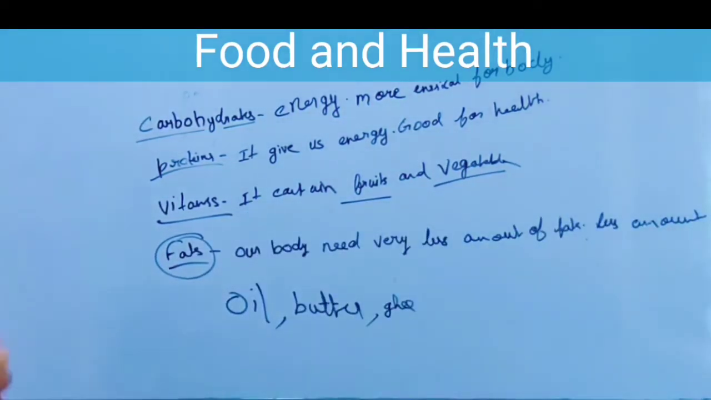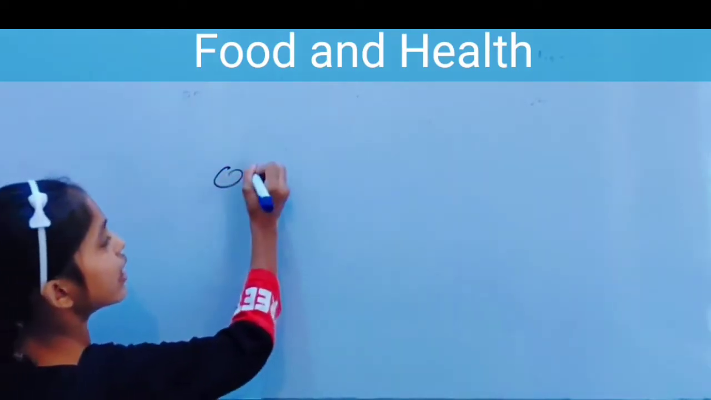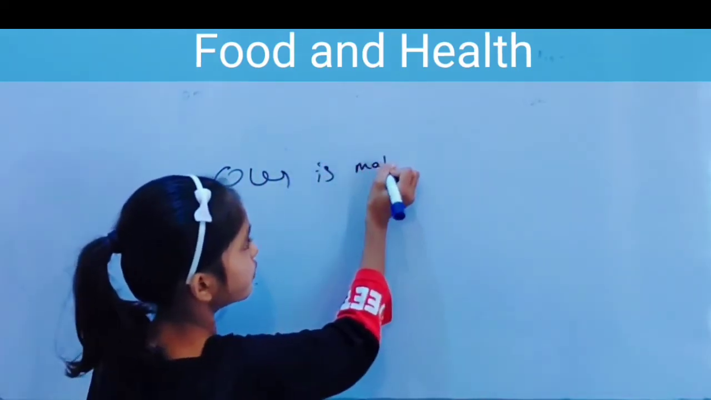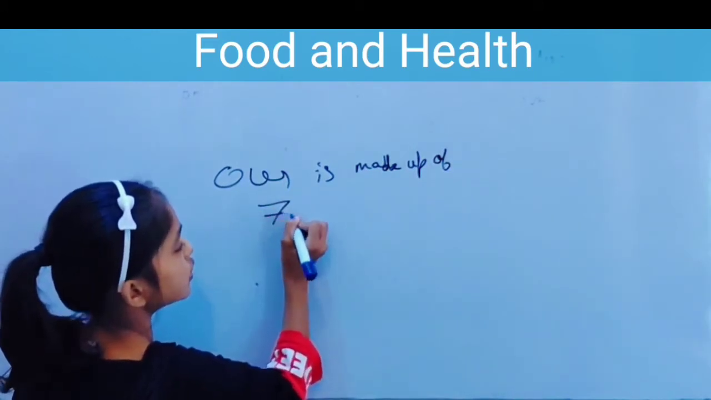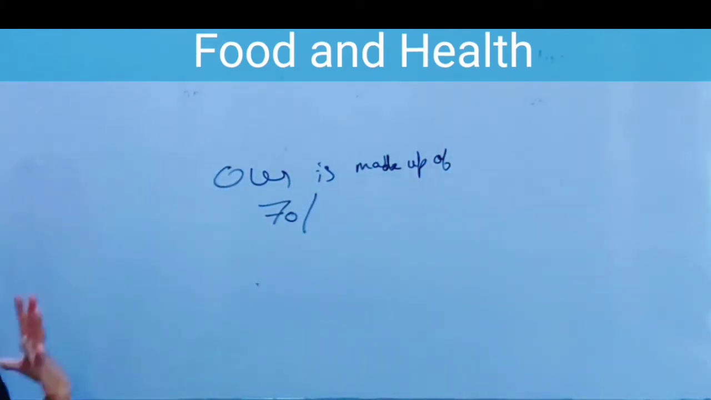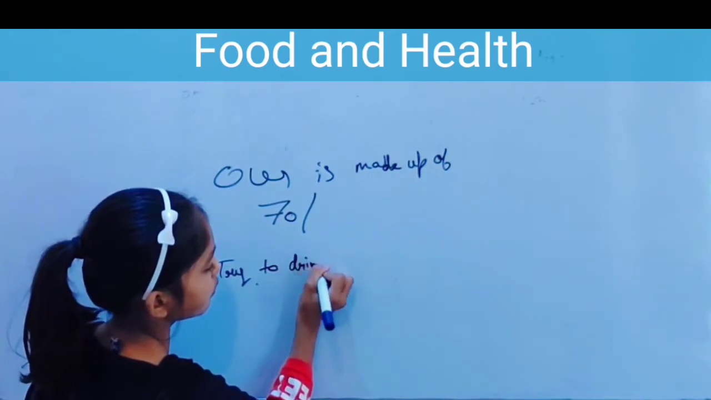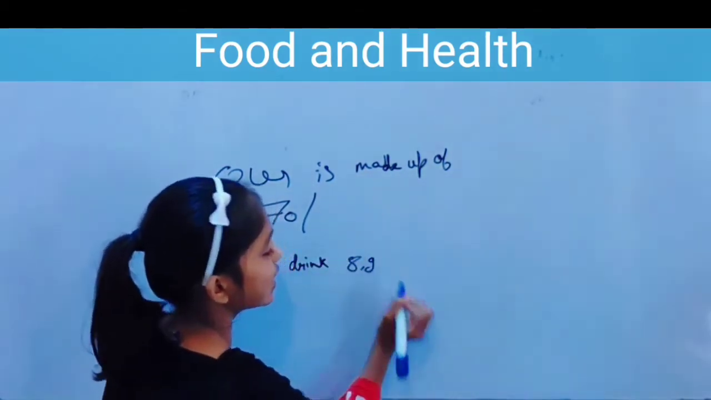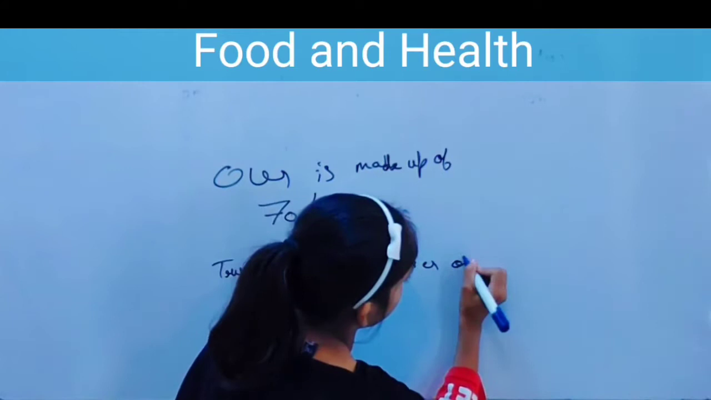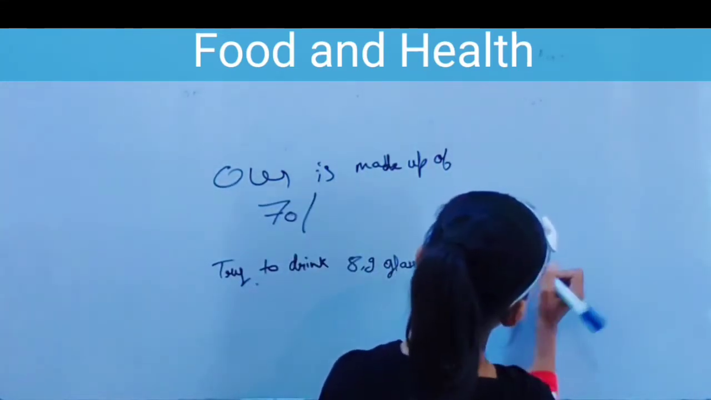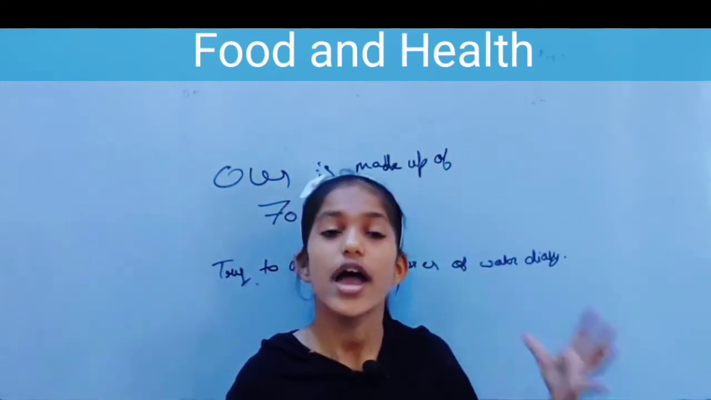Now I will tell you about roughage and water. As everybody knows, our body is made up of 70% water. So that's why our body needs more water. Try to drink 8 to 9 glasses of water daily, because it makes our body fit. So that's why we need water in our diet also.